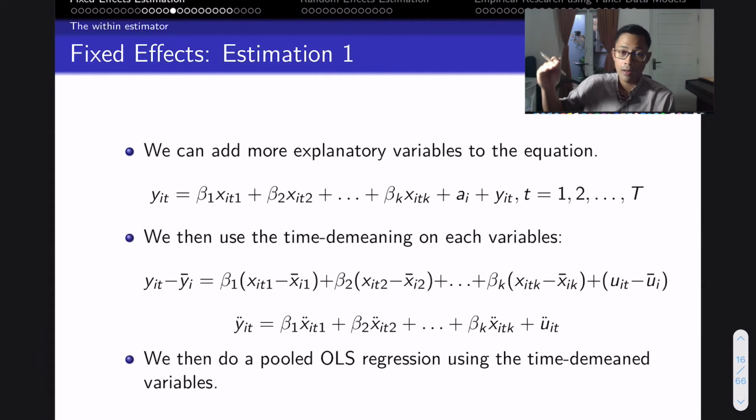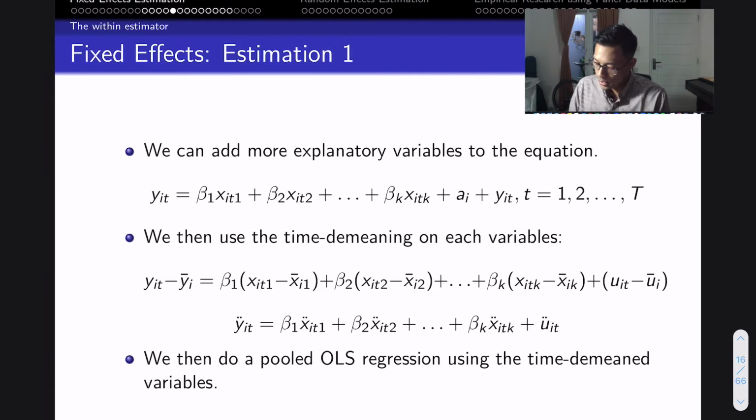Because again, for each variable, you're taking the time average, and so if the variable doesn't really change, then the value of the variable minus the time average is going to be 0. So again, you have to be very mindful of the variables that you choose for fixed effects estimation. In general, it has to be variables whose values vary over time.